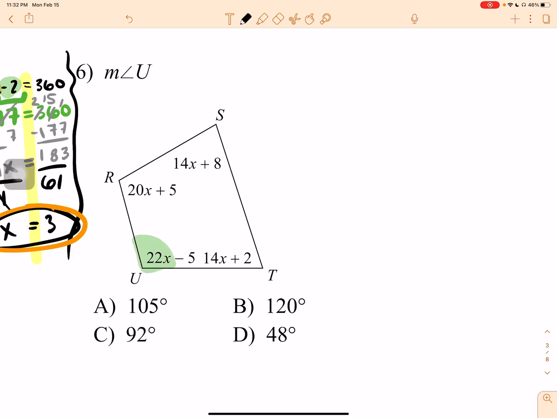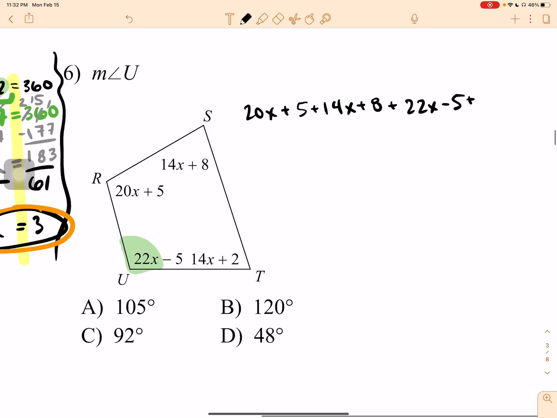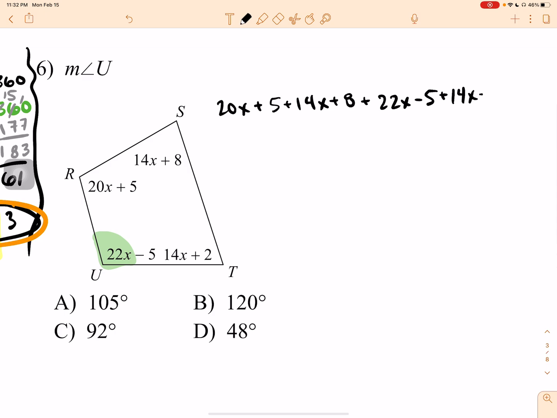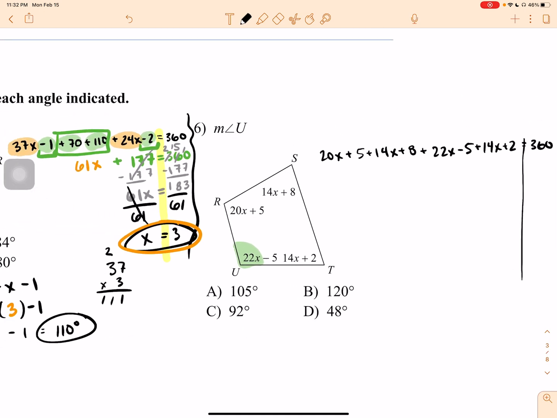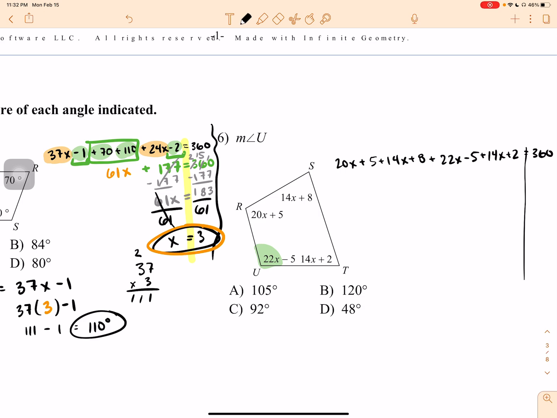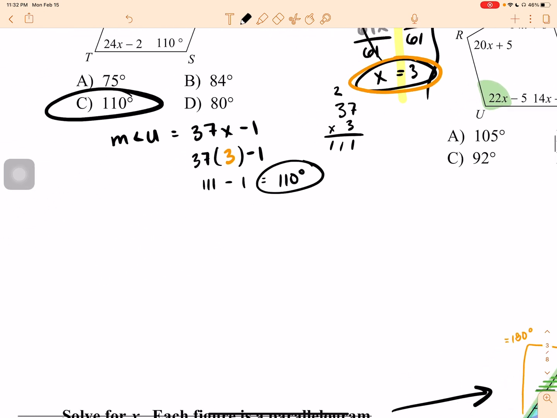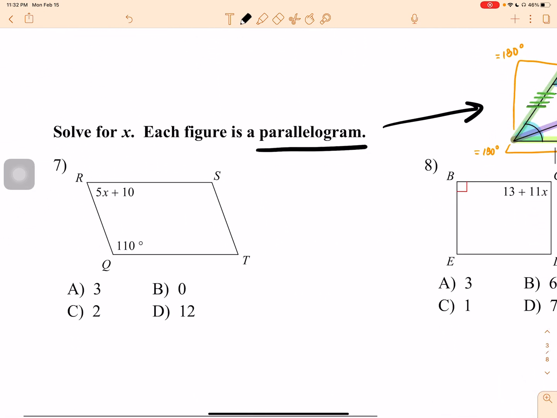But first, you want to add all of those up. And it does seem like a lot, but you can totally do it. You just have to combine your like terms. 14x plus 2. So all those angle measurements, you know, add up to 360. So have fun combining like terms. You solve for x, and then you plug it into the measure of angle U to get the measure of angle U. Be careful with your adding, subtracting, multiplying, all that good stuff. Use your calculator to check your answers.